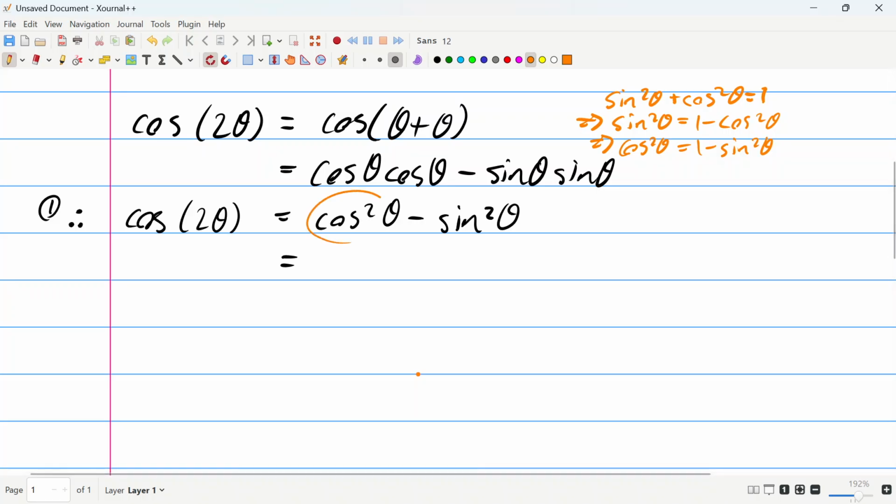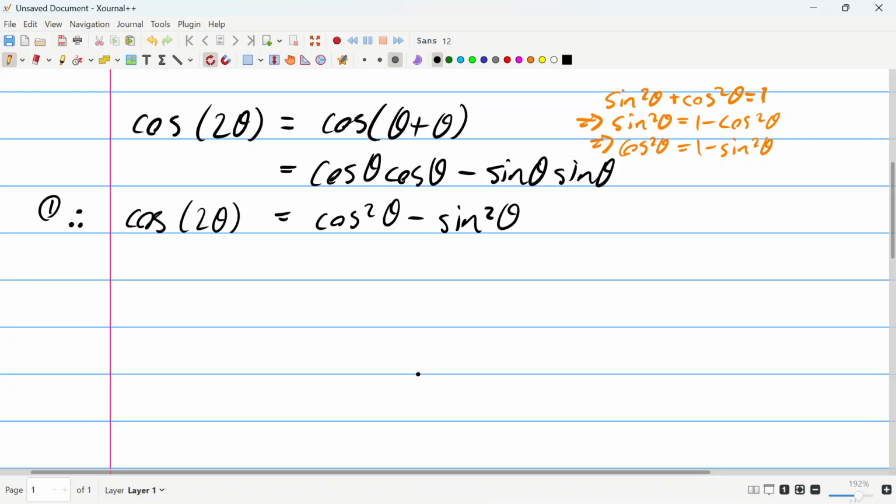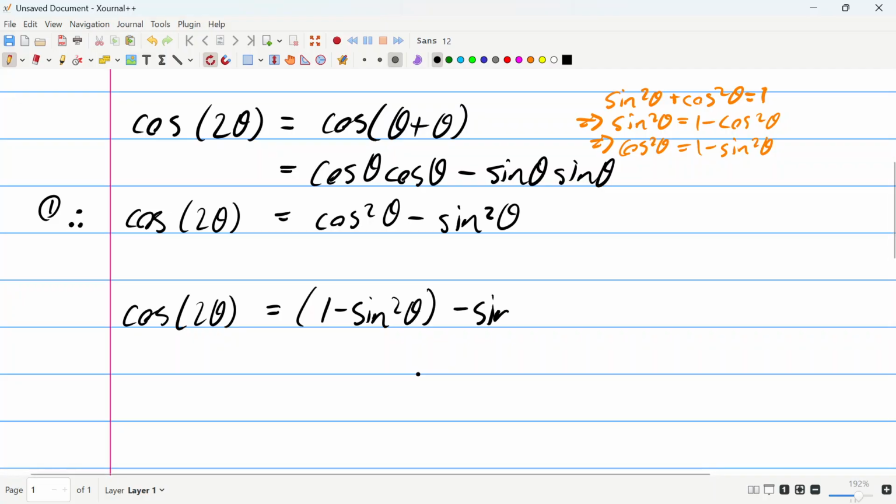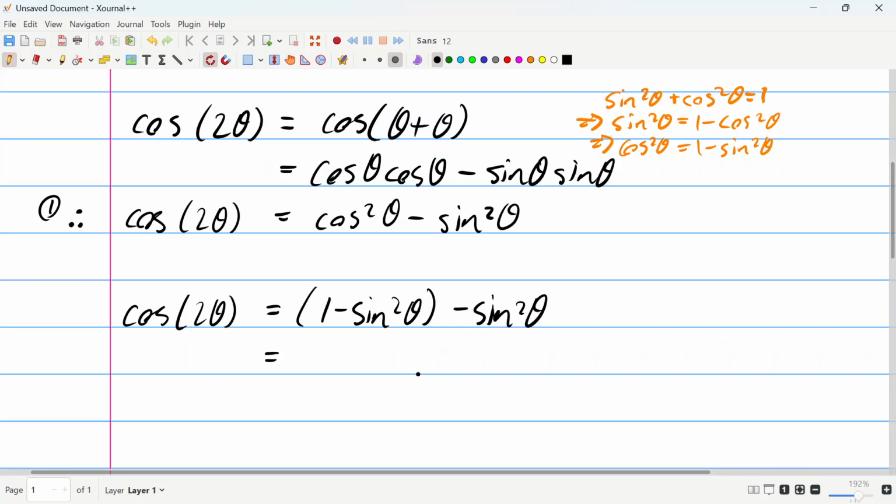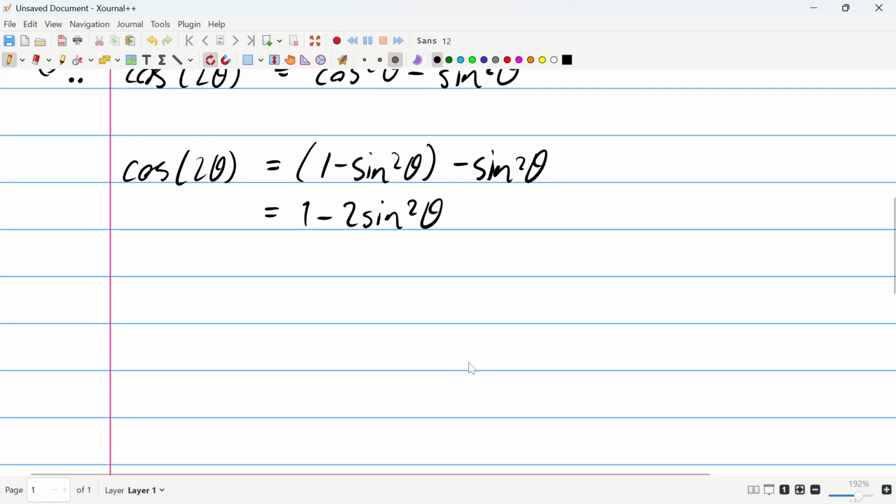So all we're going to do is, let's do the first one where we replace cos squared theta, okay? So for this one, let me do it on another line over here. So cos 2 theta is the same as cos squared theta, which is the same as 1 minus sine squared theta, minus sine squared theta. And then if we simplify this, notice that we are going to get 1 minus 2 sine squared theta, okay? So that's how we derive this one. So it's cos of 2 theta, and this one is the second method.